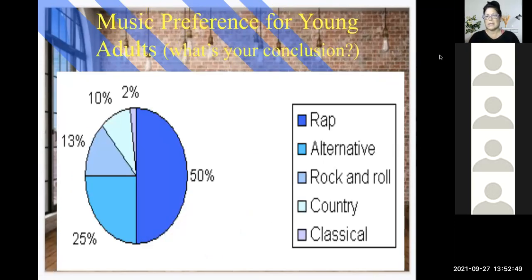All right, so here's another example of a pie chart when it's appropriate to use a pie chart. Music preference for young adults. What's your conclusion? So we can look right here, and we can see very clearly that rap is the preferred music genre for young adults.